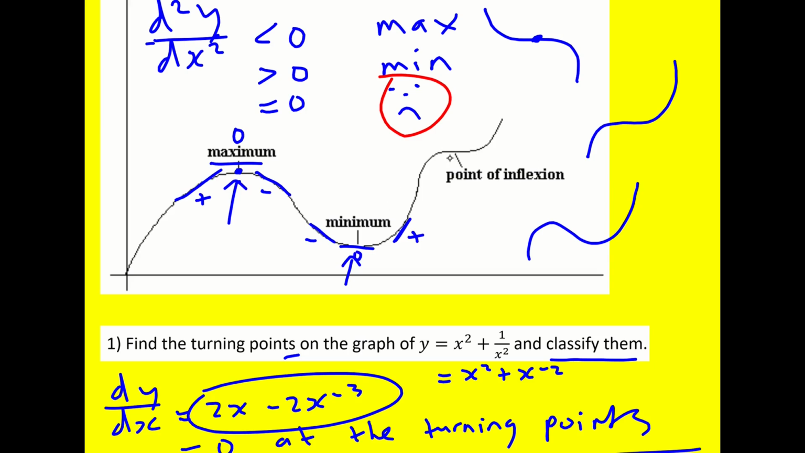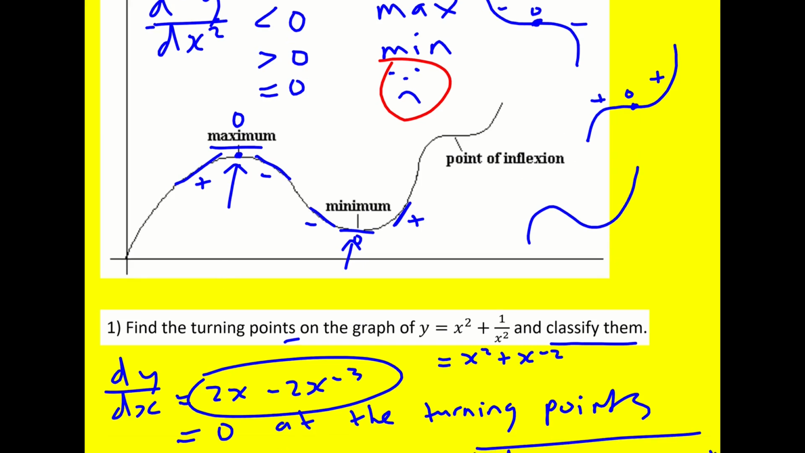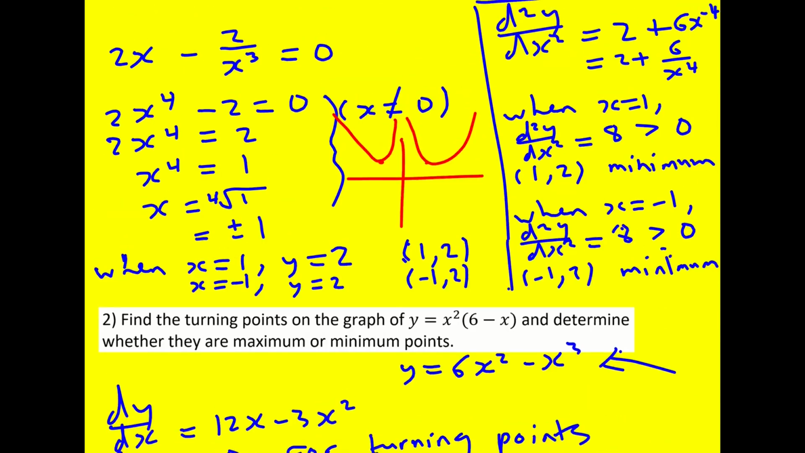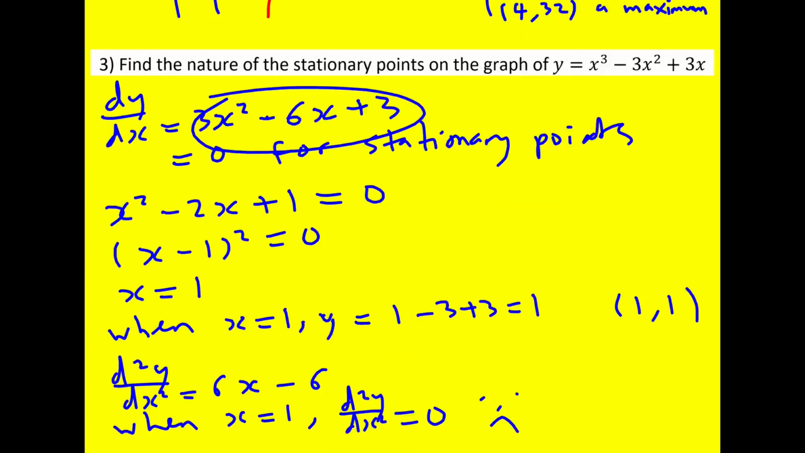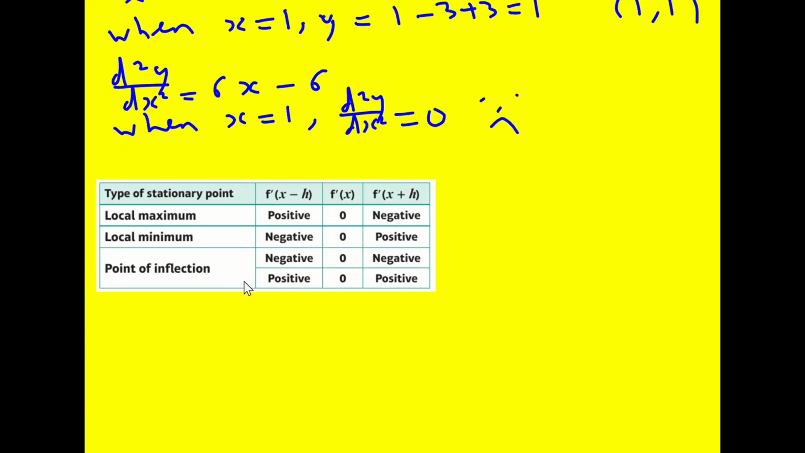And then we've got the idea of a point of inflection, two different types. Here it's going to be positive, then 0, then positive, or the other kind of point of inflection, here we are, negative, 0, and then negative. Remember, I'm talking about the gradients here when I talk about negative and positive. So that allows us to classify stationary points in a different way, and it really comes into its own when the second derivative is equal to 0. This is a little summary of what I just said. I'll just give one example again.